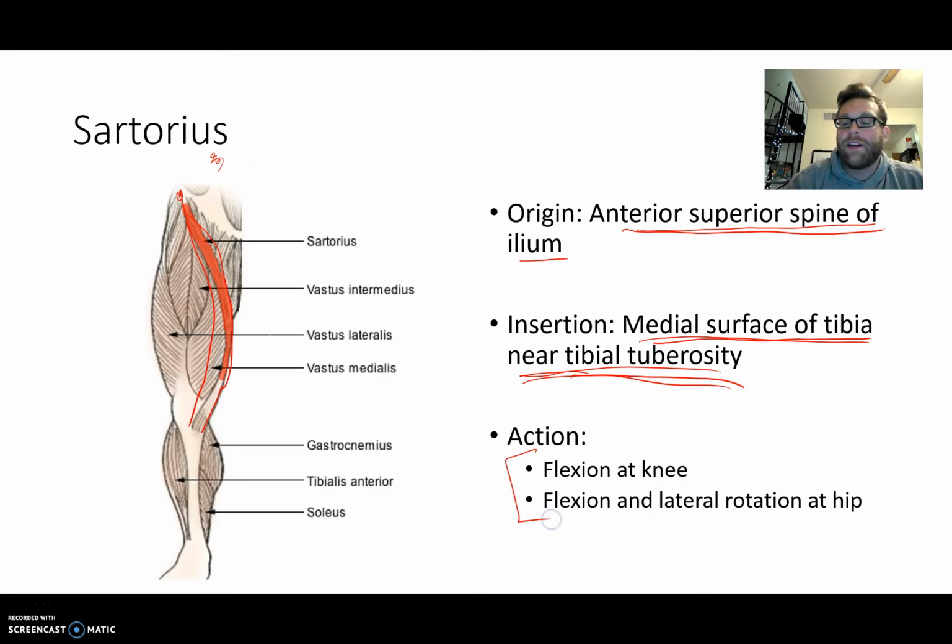Its action deals with flexion of the knee and lateral rotation of the hip. The sartorius is not a super powerful muscle, but it does aid quite a bit in flexion at the knee. And then it does assist with lateral rotation of the hip more so than flexion. But both of those are actions.